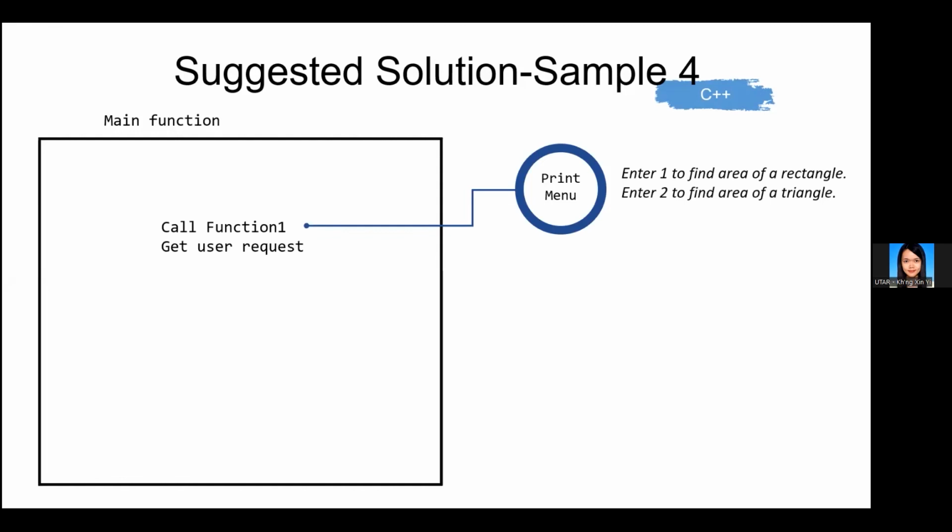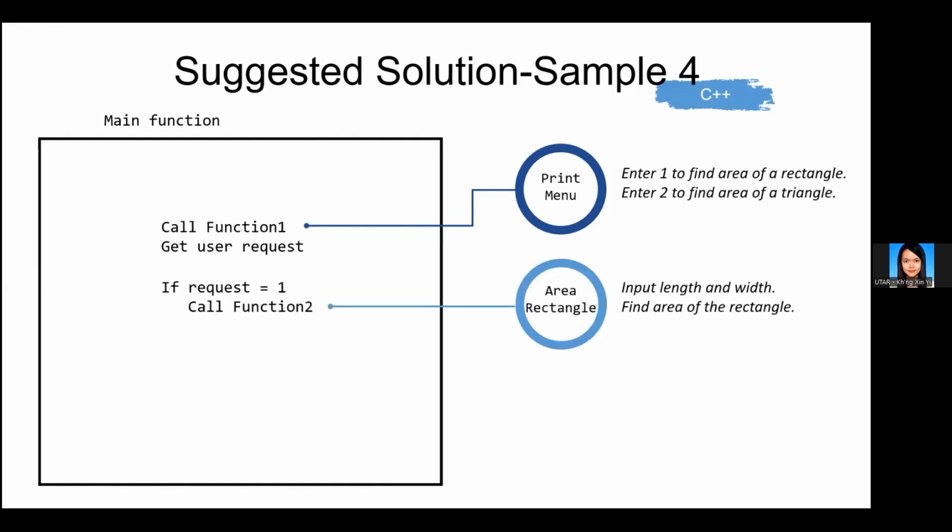Okay, so if the request is equal to 1, of course, we need to call another function, which is used to find the area of the rectangle. So of course, in this function here, because we know this is a function used to find the rectangle area, we have to ask the user, please key in the length and the width so that you can find the rectangle area and do the result printing.